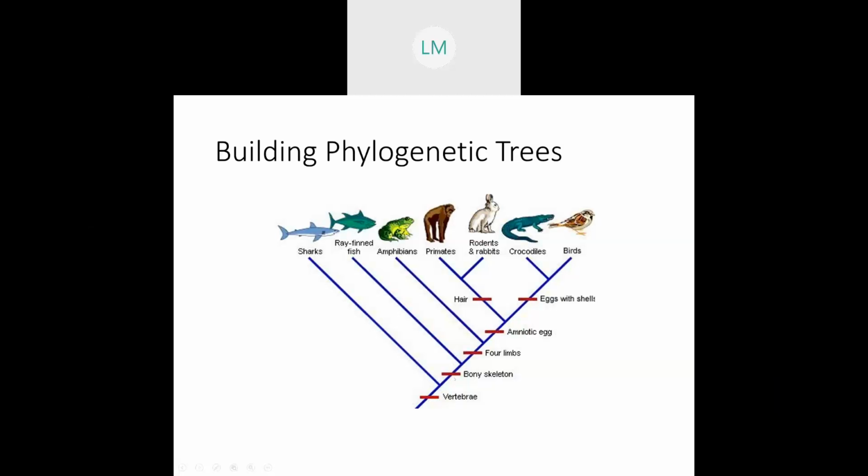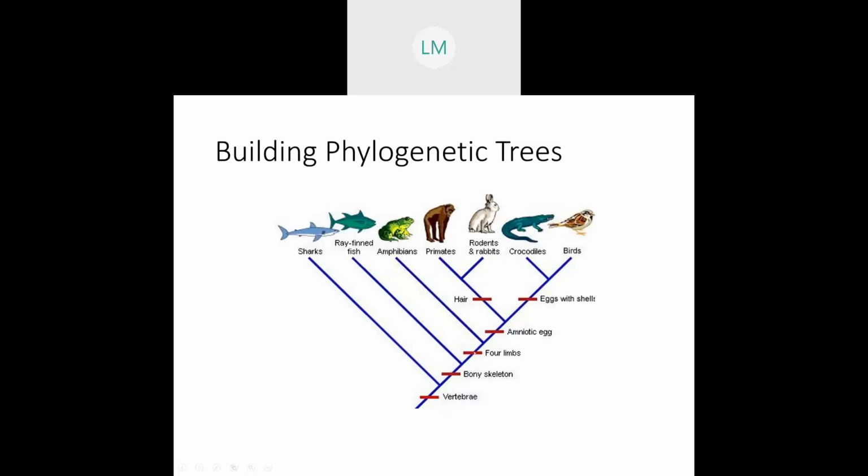And then we have a shared derived characteristic of the rest of this clade that refers to organisms with a bony skeleton. So we have the evolution of a bony skeleton here. And so if we are referring to the clade that consists of animals with a bony skeleton, we have this common ancestor that originally evolved it, and then we have all of the members of that clade. So everything except for sharks.